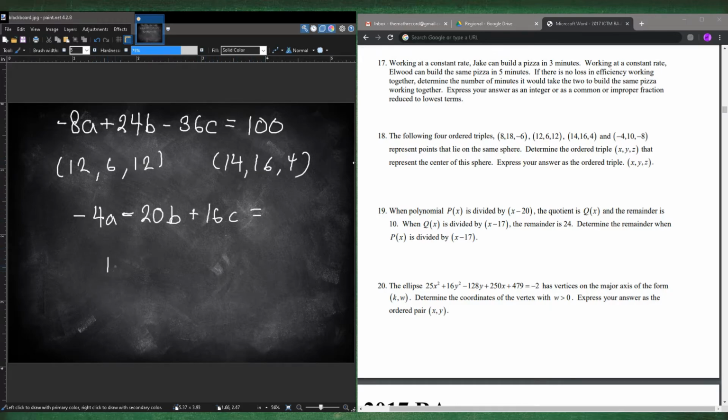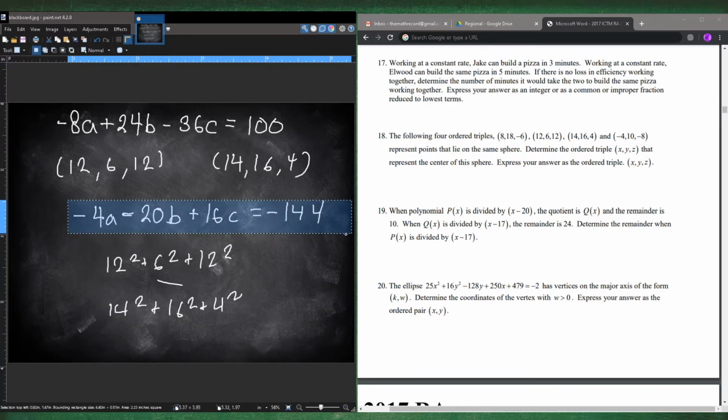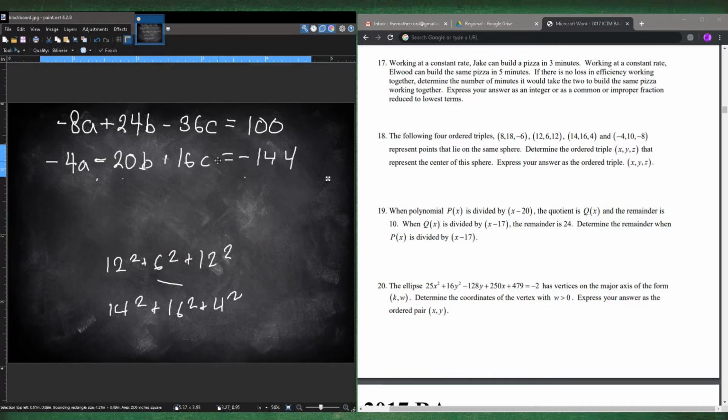It's equal to 12 squared plus 6 squared plus 12 squared. Okay, so that's 14 squared, that's 16 squared, and that's 4 squared. And now you subtract both of them. Okay, so 12 squared plus 6 squared plus 12 squared minus 14 squared minus 16 squared minus 4 squared. And you should get a negative 144. Okay, so this should be your other coordinate, I mean your other equation.